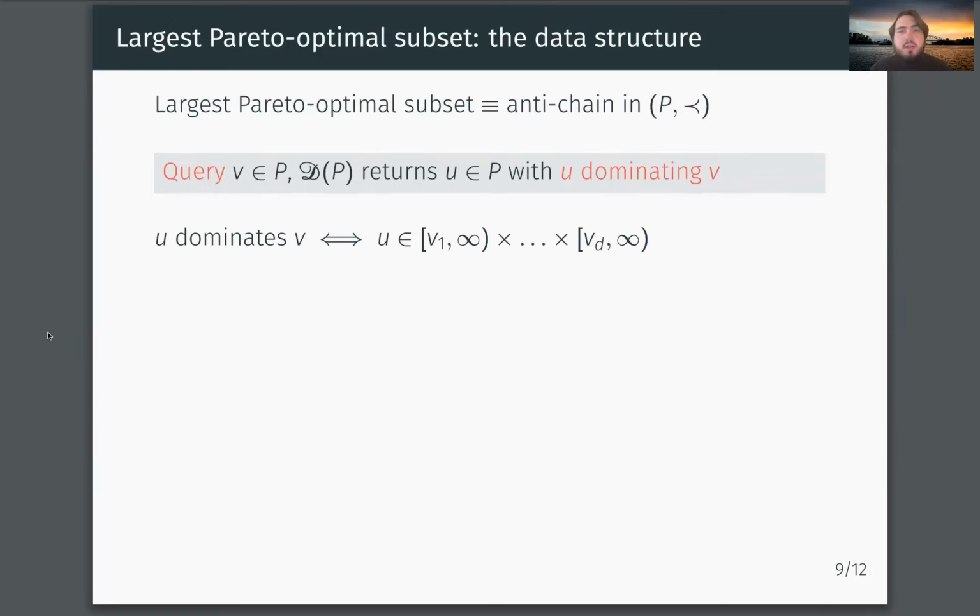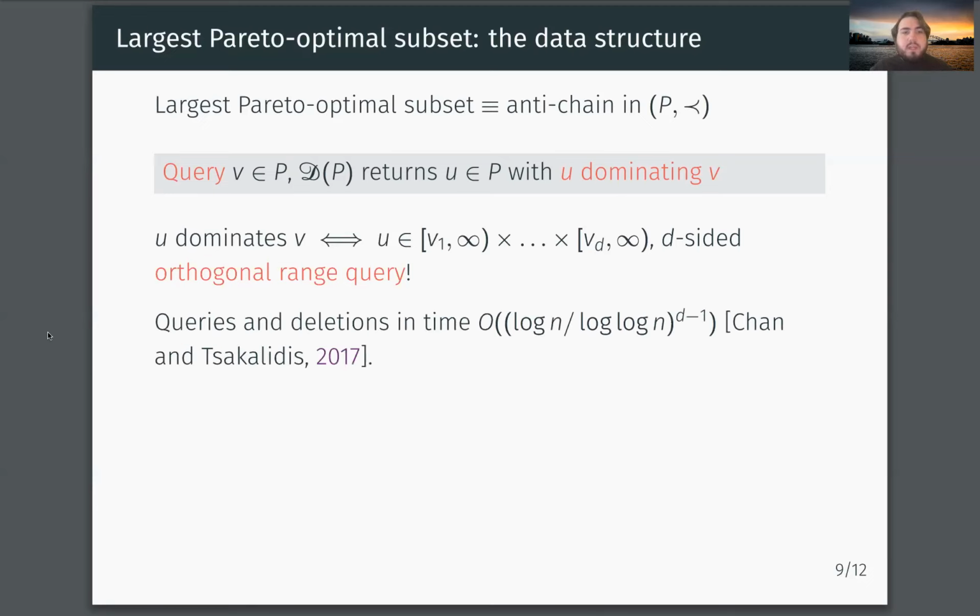You can check that U dominates V if and only if U lies in the following d-sided box, since we're requiring that each coordinate U_i is greater than or equal to the corresponding coordinate V_i, and that holds precisely when U is in this box. So this is just a d-sided orthogonal range query. We're going to use range-based data structures to solve our problem. And luckily this is known. There are data structures which can perform queries and deletions in time (log n / log log n)^(d-1).